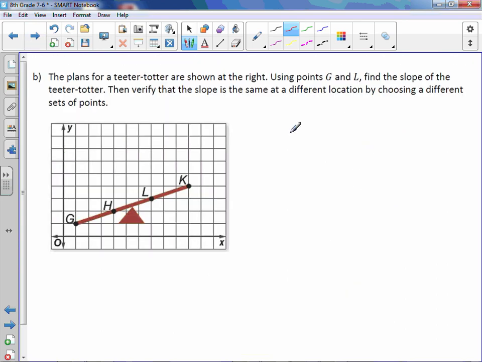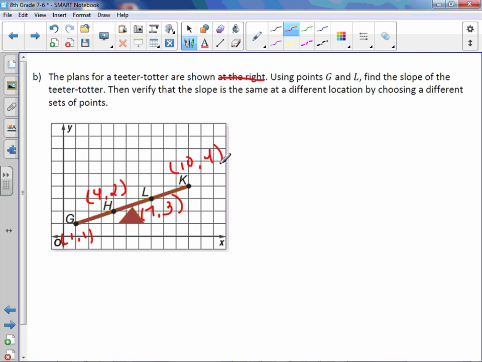Let's do one more. The plans for a teeter-totter are shown below. Using points G and L, find the slope of the teeter-totter, then verify that the slope is the same at a different location by choosing a different set of points. So G and L it wants us to use, so let's write in the coordinates of all these points here. G is 1, 1. H is 4, 2. L is 7, 3. And K is 10, 4.